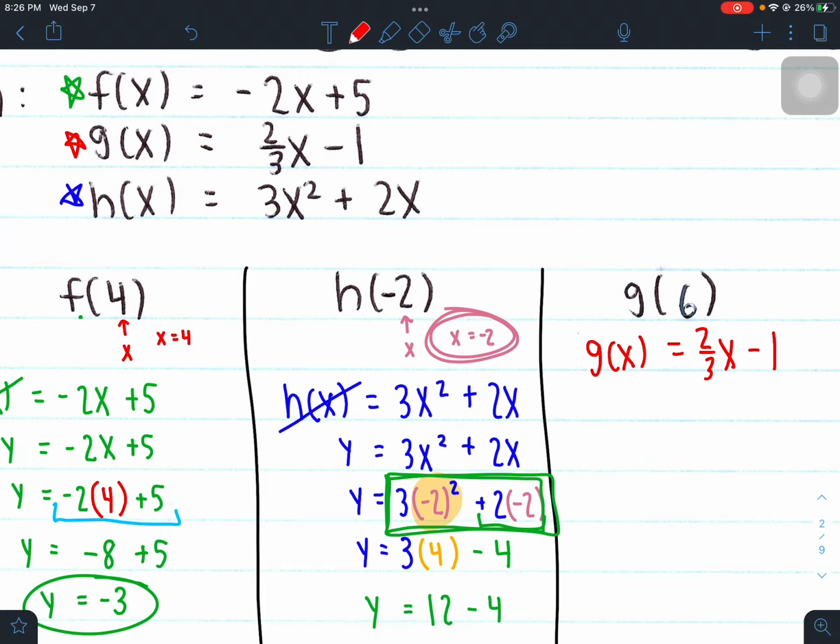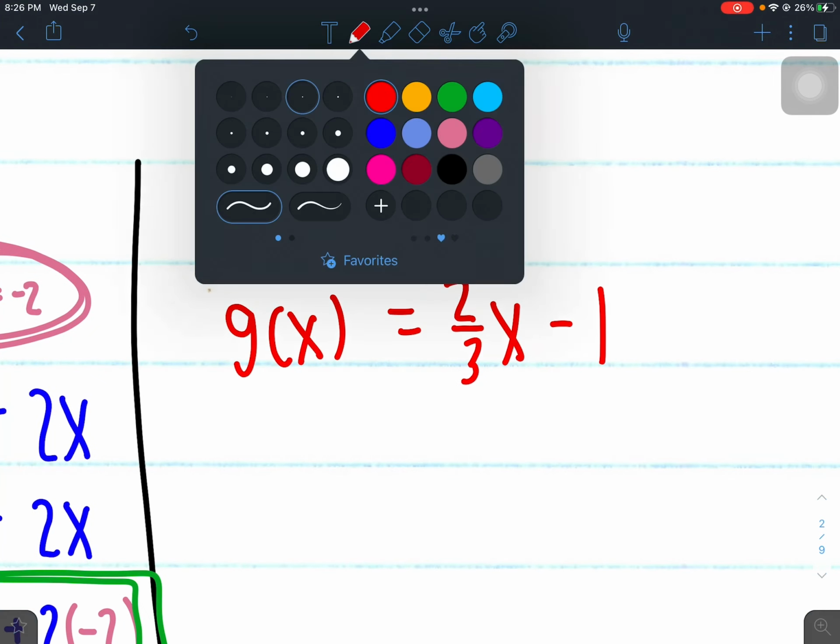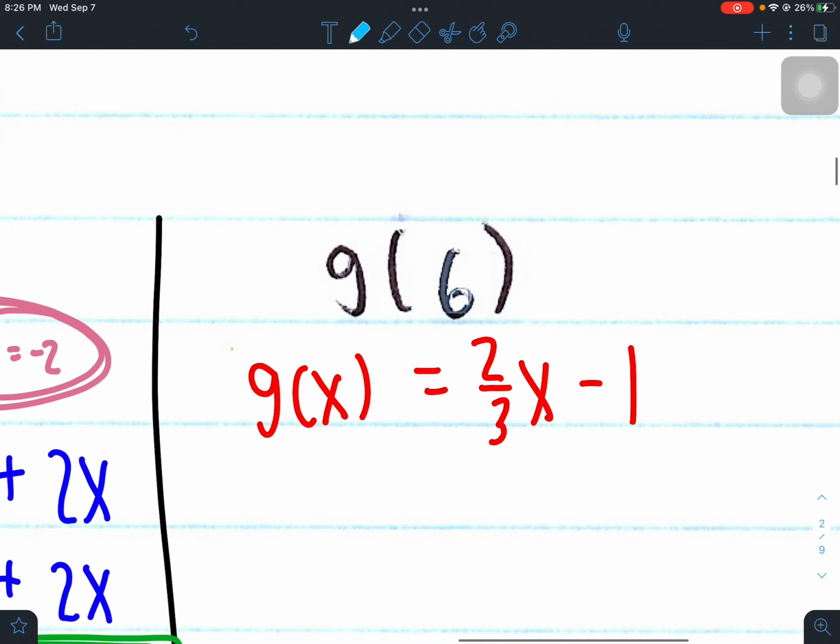Now, why am I using this function? Because it wants us to evaluate for g of 6. So I'm looking for the g function to evaluate that from. Now, again, g of 6 really says, hey, take the 6 and replace all of the x's with it, because the x has been replaced with the 6. So in math language, they're telling us x equals 6.